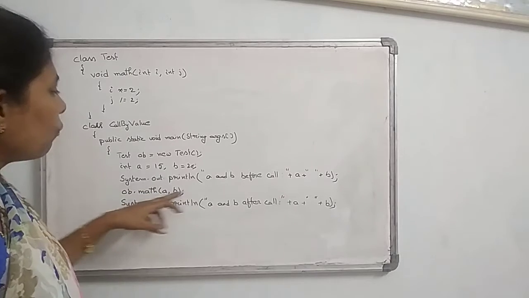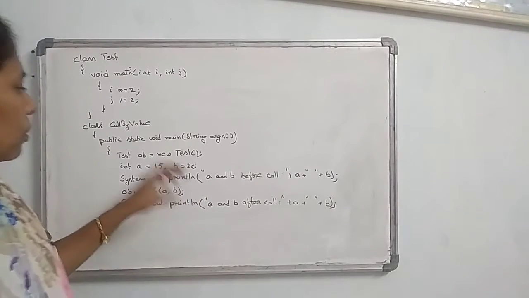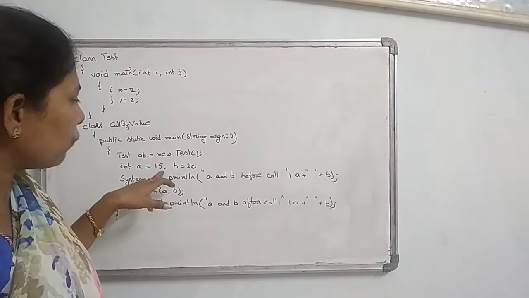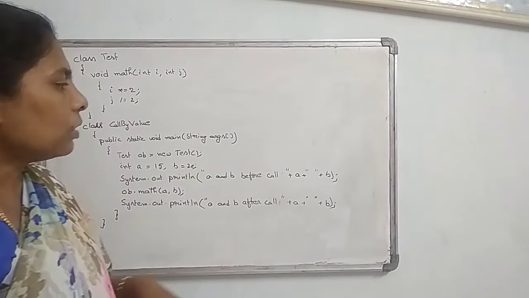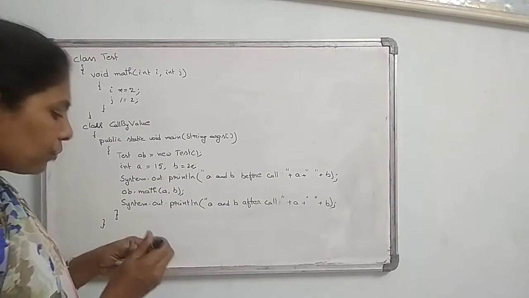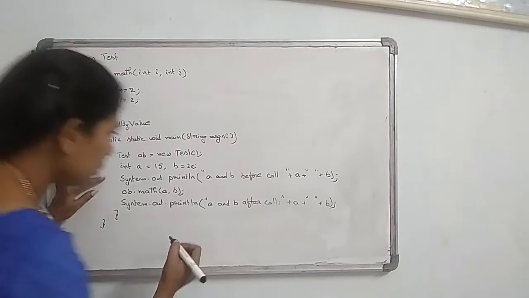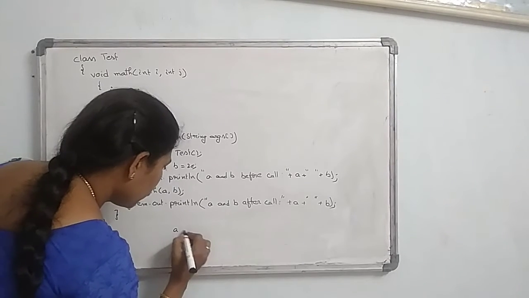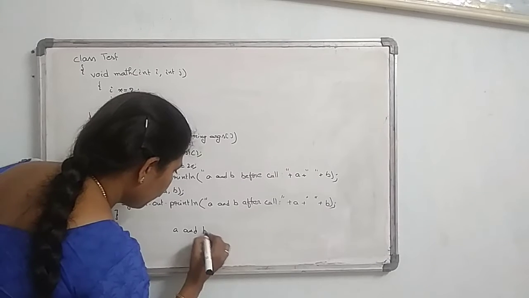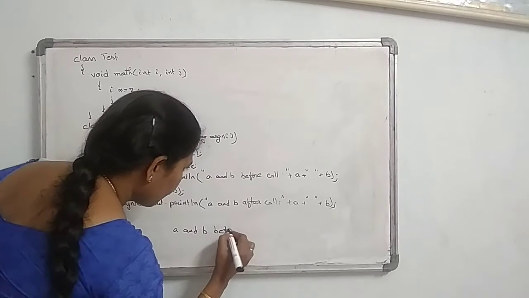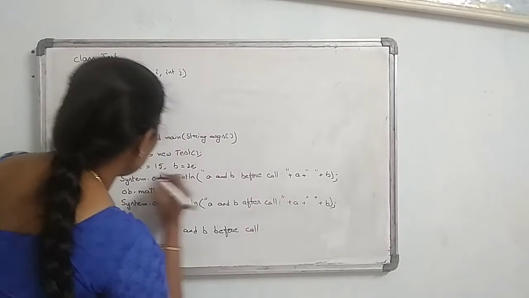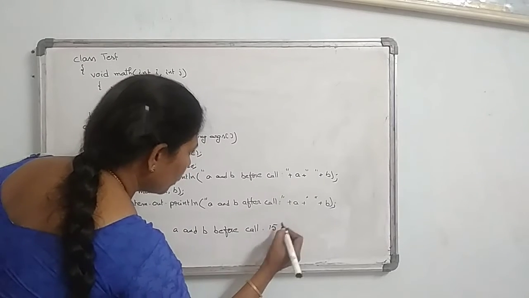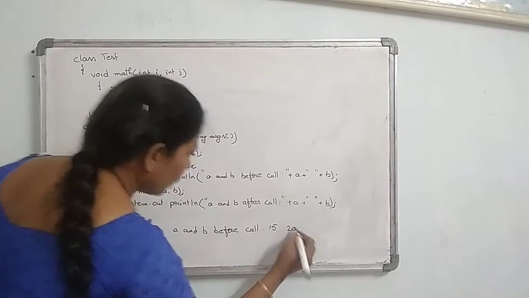So before calling, what are the values of a and b? In that I am assigning the values: a is 15 and b is 20. So a and b before call is a and b. That means the output of this statement is a and b before call. A value is 15 and b value is 20.